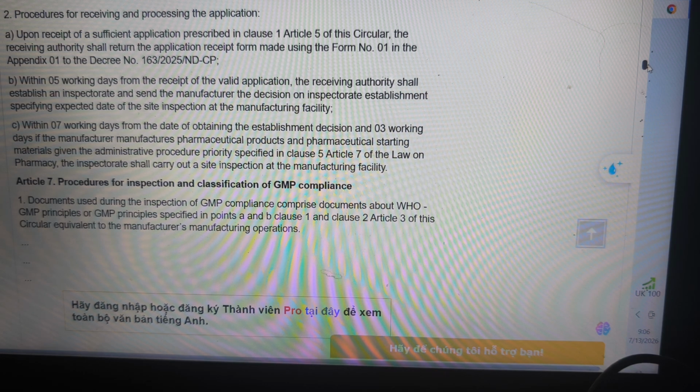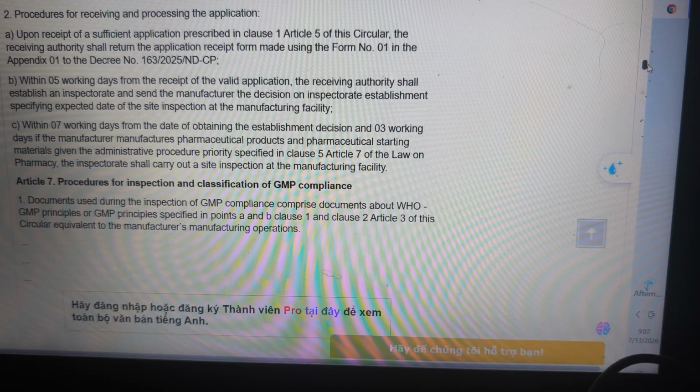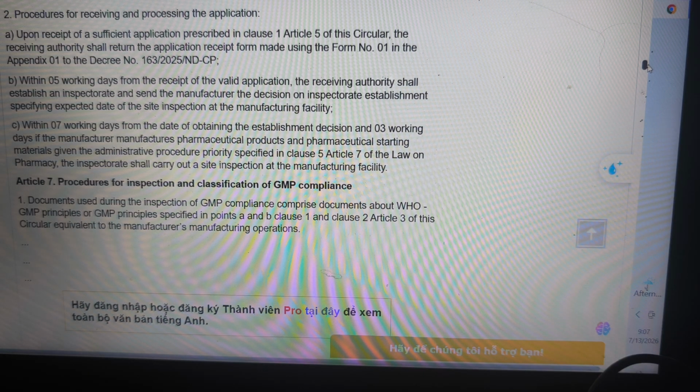Article 7. Procedure for the inspection and classification of the GMP compliance. Documents used during the inspection of the GMP compliance comprise documents about the WHO GMP principles or GMP principles specified in point a and b, Clause 1 and Clause 2, Article 3 in this circular, equivalent to the manufacturer's manufacturing operations.